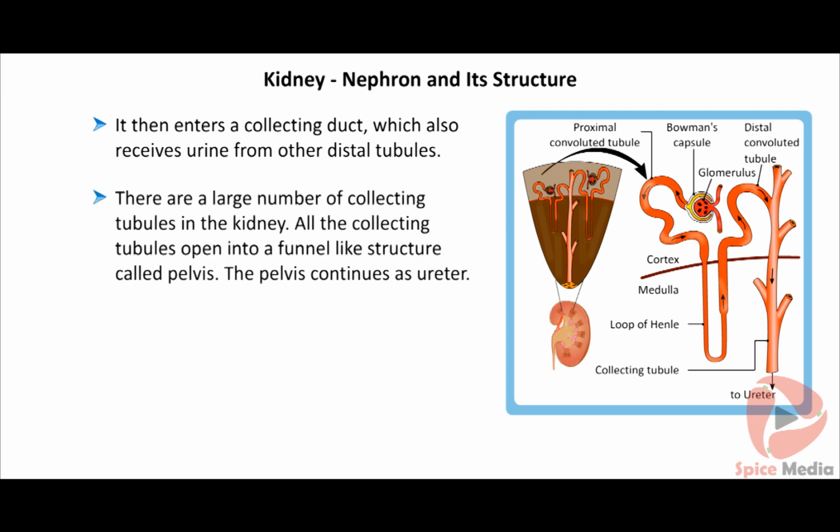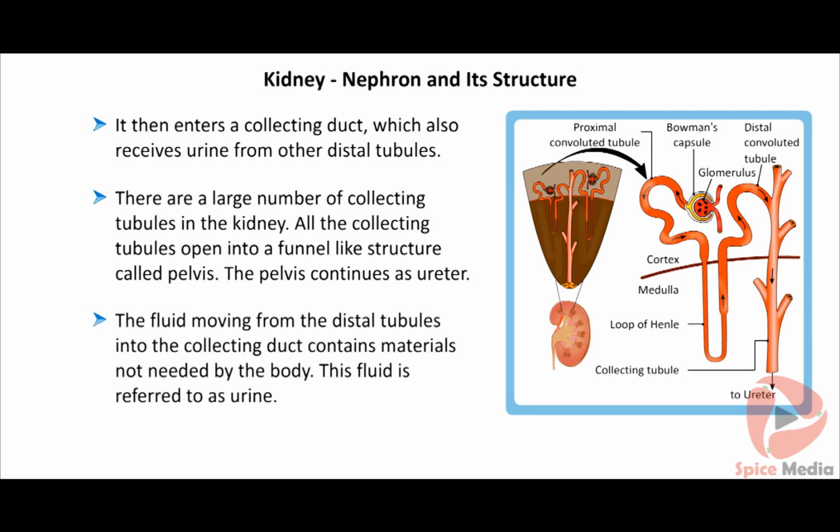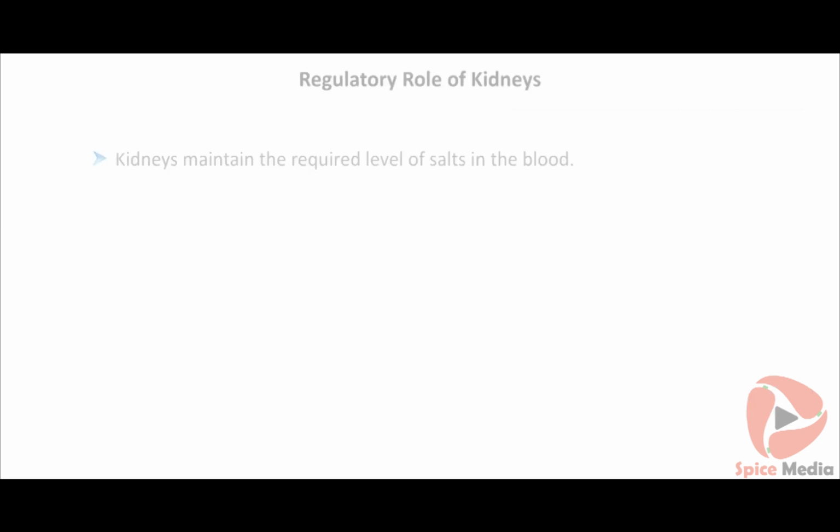There are a large number of collecting tubules in the kidney. All the collecting tubules open into a funnel-like structure called the pelvis. The pelvis continues as the ureter. The fluid moving from the distal tubules into the collecting duct contains materials not needed by the body. This fluid is referred to as urine.